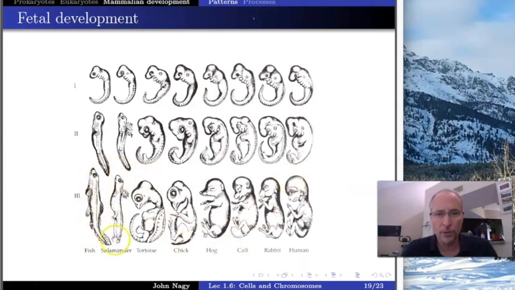See, this became a fish, this became a salamander, but this lineage gave rise to a tortoise. This lineage gave rise to a chicken, this to a pig, this one to a cow, this one to a rabbit, and this one to a human. Now, if you look at these, look at this. The bird, the pig, the cow, the rabbit, the human, they all look very similar, and they all have gill arches. Well, wait a minute. Humans and pigs and rabbits don't have gills. Well, actually, we still kind of do in a sense, but they don't function as gills anymore.